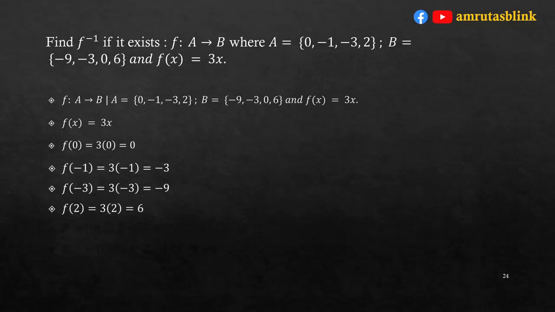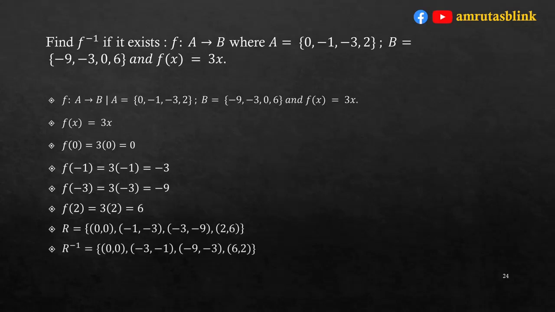Now, if you observe, set B is given as {-9, -3, 0, 6}. So, we can define relation R such as (0, 0), (-1, -3), (-3, -9) and (2, 6), because all the values of f of x exist in set B. Hence, R is equal to {(0, 0), (-1, -3), (-3, -9), (2, 6)}. And hence, R inverse is the reverse of the pairs in R, that is {(0, 0), (-3, -1), (-9, -3), (6, 2)}.